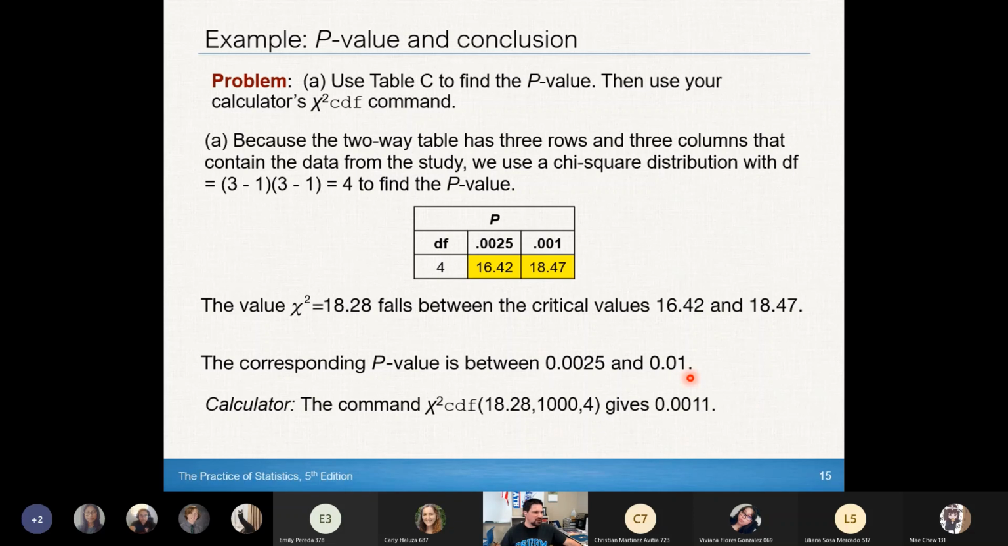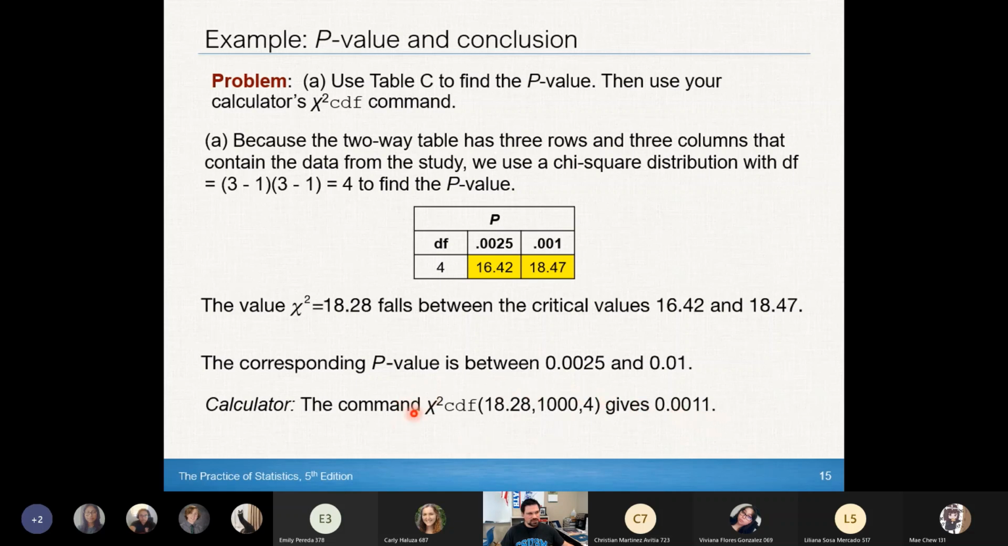Using the calculator, we can use the command chi-squared CDF. We have a lower bound of 18.28, the chi-squared statistic we found, and an upper bound of just a large number, because there is no upper boundary to this. We just need it big enough. And degrees of freedom 4. This gives 0.0011 as our p-value.